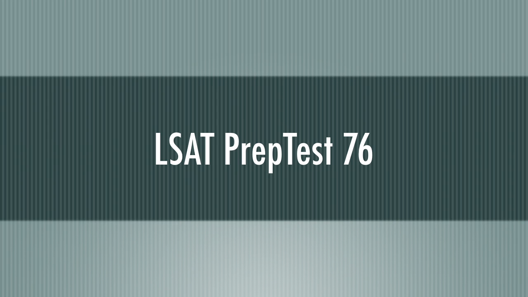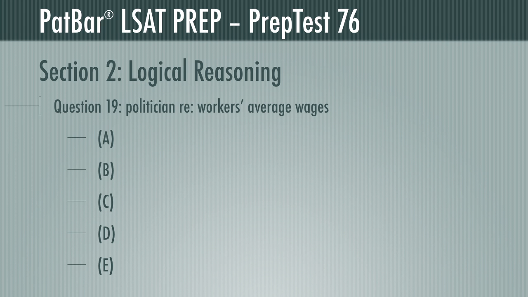In this video, we conclude our presentation of Section 2 of PrepTest 76. Question 19 presents a politician quoting union leaders' arguments that more multinational control of manufacturing means more jobs in nations with less worker protections and a decrease in workers' average salary. The politician argues that, because these union leaders want salaries to be high due to their own interests, legislators should reject their argument. Your task, find the flaw in the politician's reasoning.